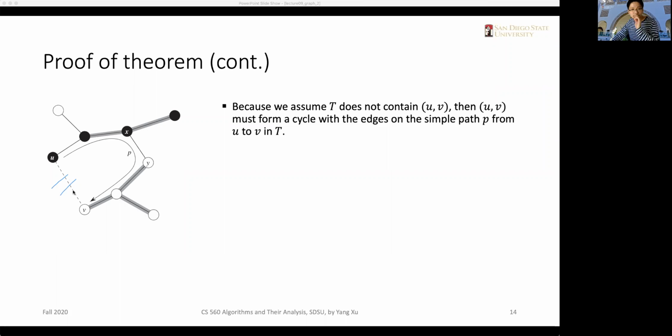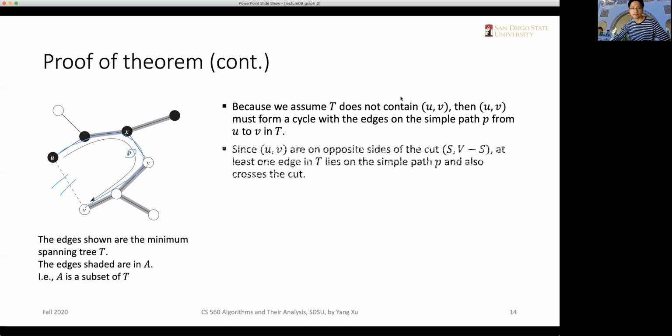So U and V must be reachable from each other through some other path, right? Because the edge U V itself is not included in the tree, but U and V are in the minimum spanning tree. So there must be another path, indicated by the lowercase p here. Okay, so if we include U V into the tree, then it will form a cycle, right? It will form a cycle in the tree.